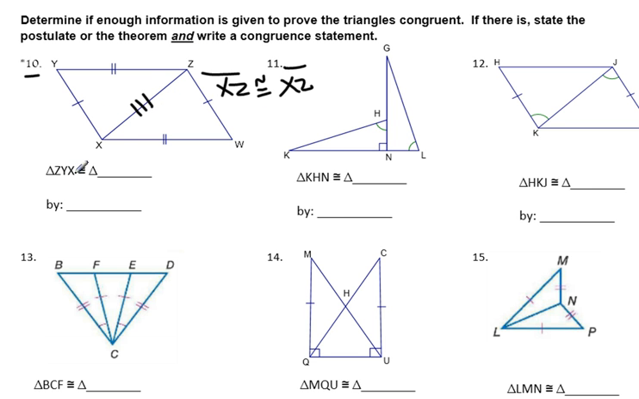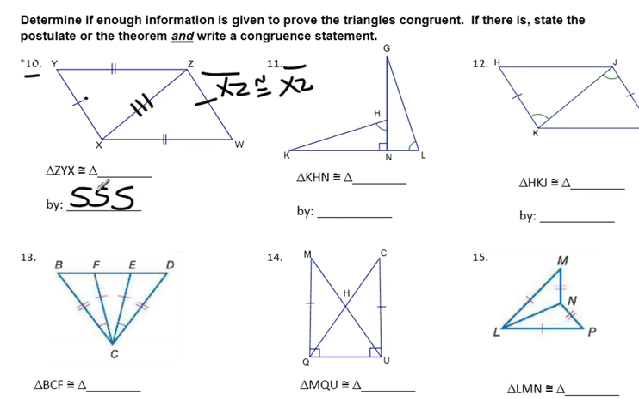And to make our congruency statement, we have to establish if we proved them congruent, and we did, because we have side, side, side congruent to side, side, side. So our reason that these are congruent is the side, side, side theorem.